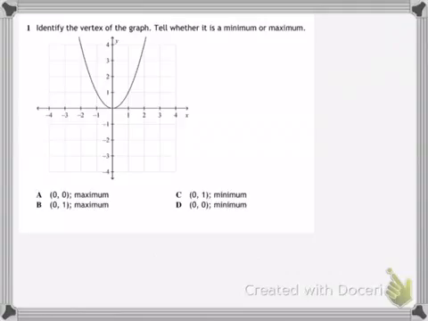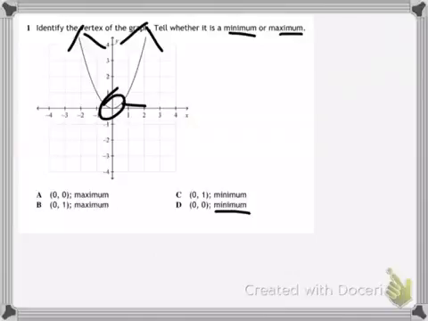Next one, find the vertex of the graph, or excuse me, the minimum and maximum, which would be the vertex. Right here we know this is going up, so it'll have a minimum at the bottom. Our vertex would be our lowest or highest point. This one in this case would be a minimum of 0, 0.